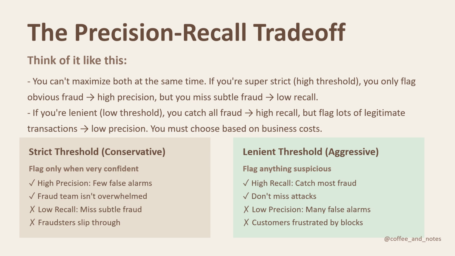You have to choose based on business costs. Ask this question: what's more expensive in your domain? A false positive or a false negative? In fraud, it depends. False positives annoy customers and cost maybe $10 in lost revenue. False negatives cost us the actual fraud amount, which could be $1,000 or more. So you lean toward higher recall, accepting some false positives. In spam filtering, false positives are very costly, like missing an important work email. So you lean toward high precision, accepting that some spam gets through.